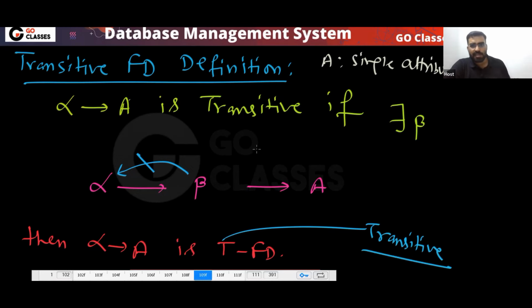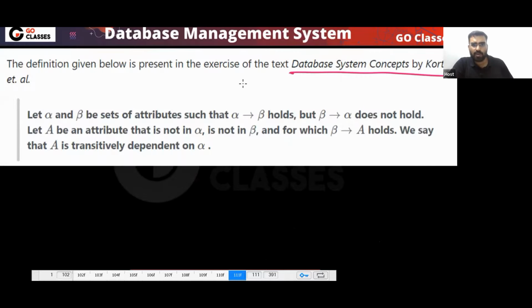And of course, A cannot determine alpha, right? This we have seen. But should I write this? This is redundant. Can you notice? Should I check this? No, this is redundant, because if this happens, then this will also happen. So this is redundant. Anyway, let's move on.